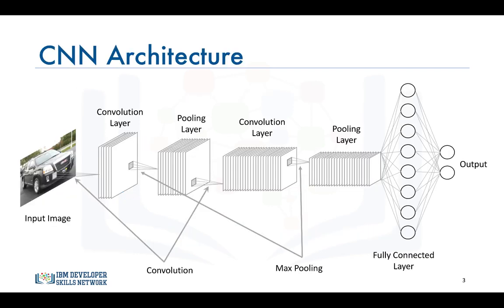Here is a typical architecture of a convolutional neural network. As you can see, the network consists of a series of convolutional, ReLU, and pooling layers, as well as a number of fully connected layers which are necessary before the output is generated. Now let's study what happens in each layer.